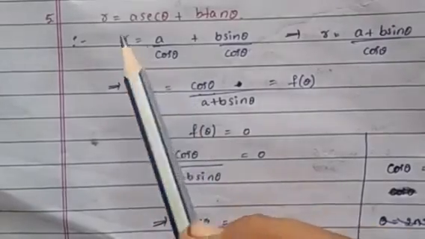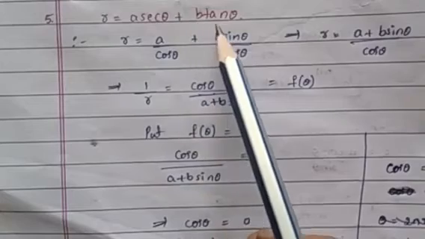Let me move on to the next problem. Find the asymptotes r is equal to a secant theta plus b tan theta.